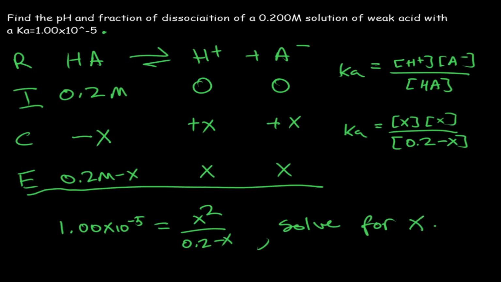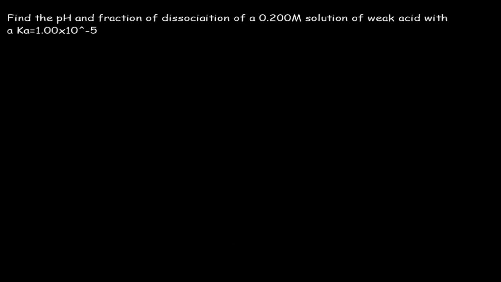And how can we solve for X? Well, there's two ways we can solve for X. One way is we can use an approximation, and another way is we can use a quadratic formula. We have our equation 1 times 10 to the negative 5 is equal to X squared divided by 0.2 minus X. So let's start with our approximation method.